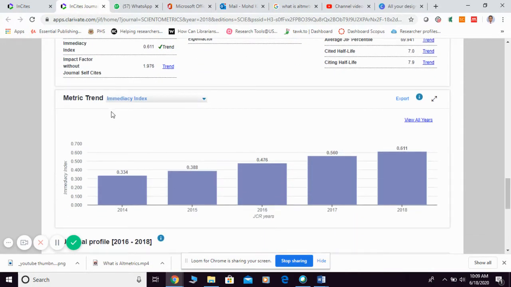Then they're going to show you down here the metric trend from year to year. So as you can see, the immediacy index is increasing from year to year, and the latest one that they have is around 0.611. So in other words, they're going to show you how fast the specific journal will receive citations within 1 year. So if you are looking for a quick citation, maybe you can look into this metric as the indicator for you to decide. Okay, the higher the better.